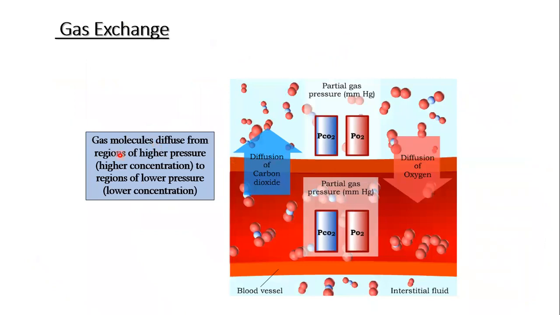Gas molecules diffuse from regions of higher pressure, which means higher concentration, to regions of lower pressure or lower concentration. This is the rule for gas exchange. There is always a concentration and a pressure gradient, and we always go from higher to lower pressure or from higher to lower concentration. This is what will regulate the diffusion of oxygen and carbon dioxide between the alveoli of the lungs and pulmonary capillaries, or between systemic capillaries and the tissue cells, as we learn in detail.